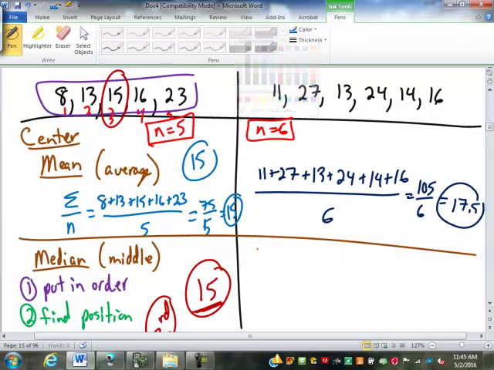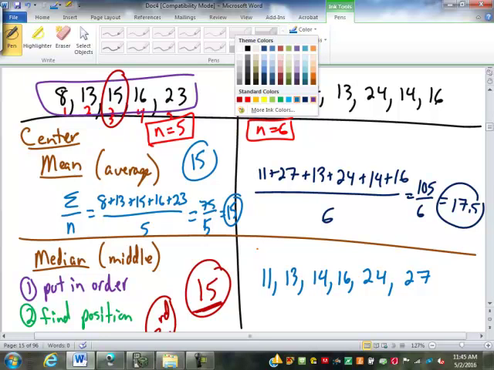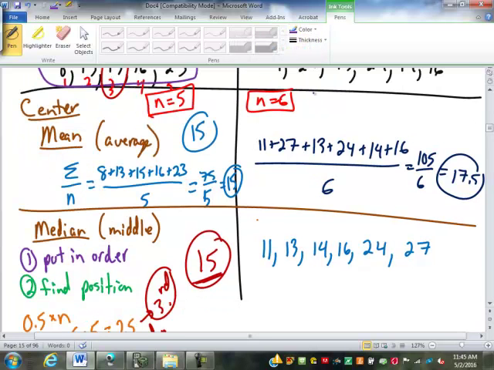Over here now, we have to put them in order. I didn't put that data set in order. So it's 11, 13, 14, 16, 24, and 27. So that's step 1. Step 2, finding the position. Well, it's 0.5 times n is 6. That gives us 3.